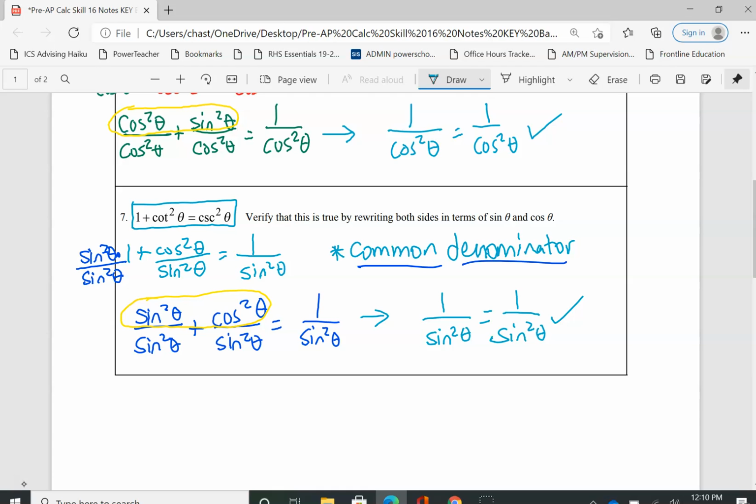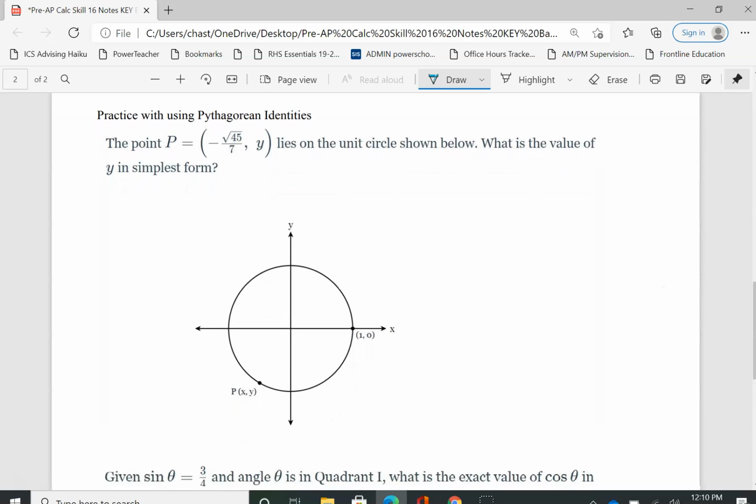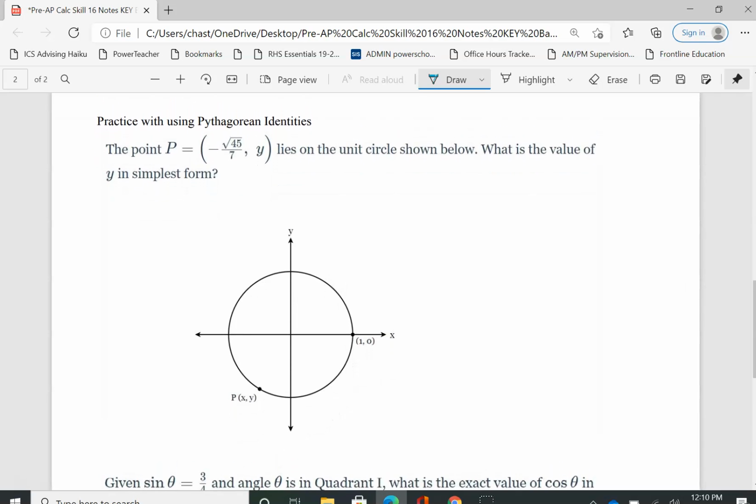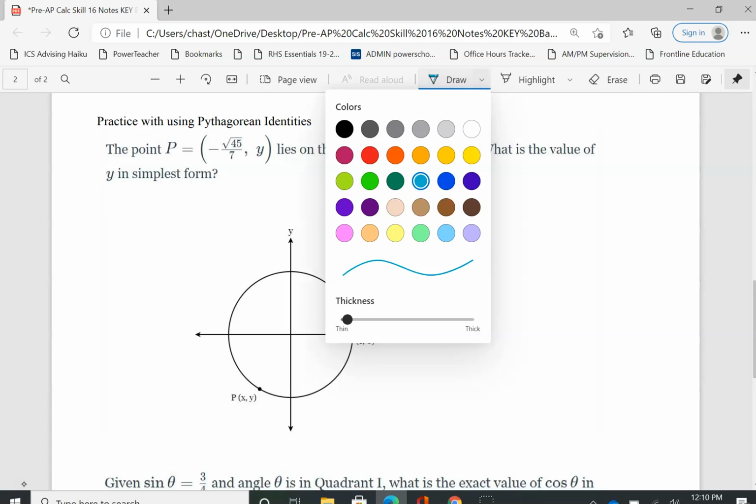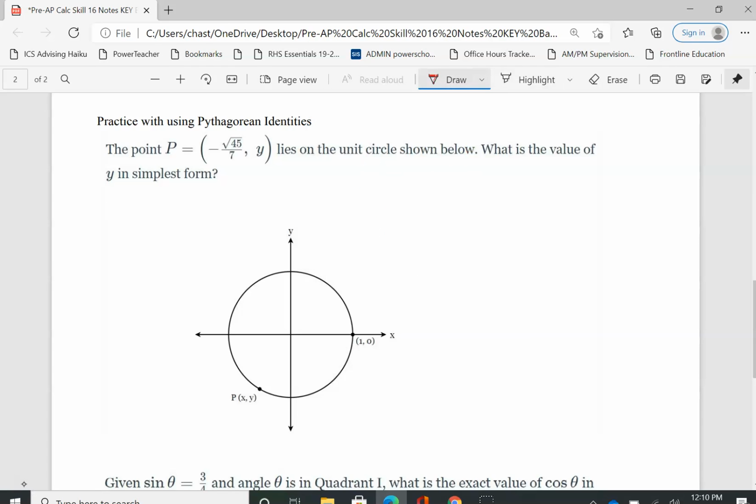Okay, so now how are we going to use these identities to solve problems? Let's start with a problem like this. You'll see similar problems on your assignment later. For this one, we have some ordered pair, negative radical 45 over 7, comma y.